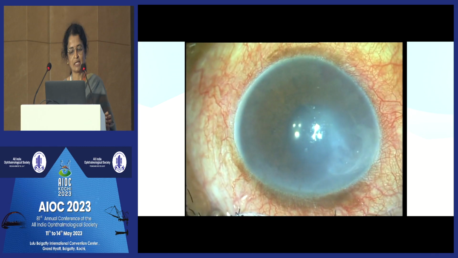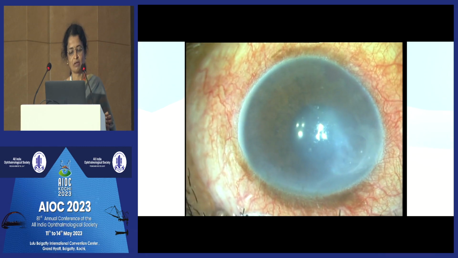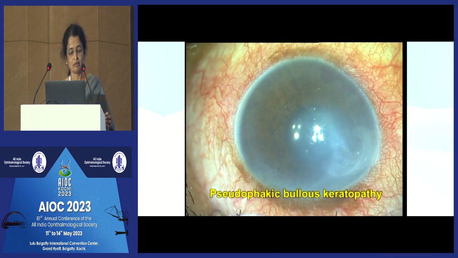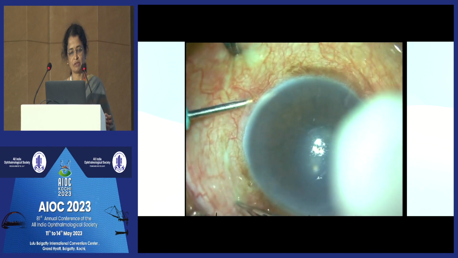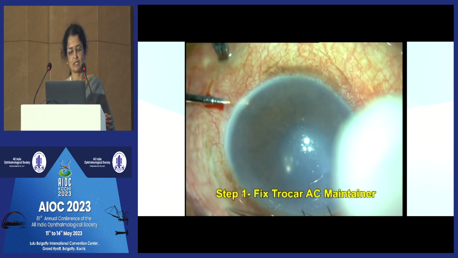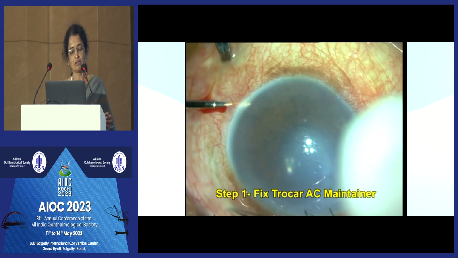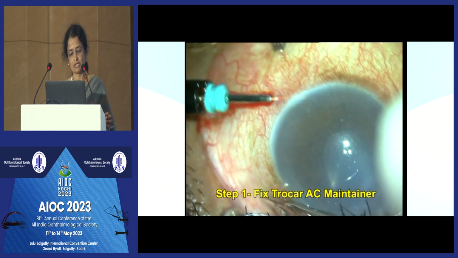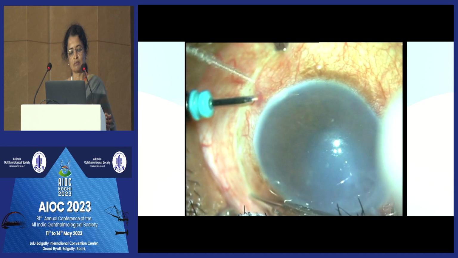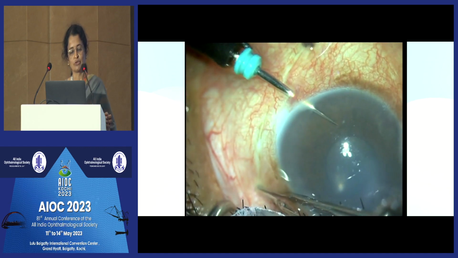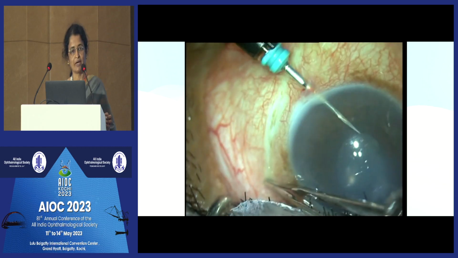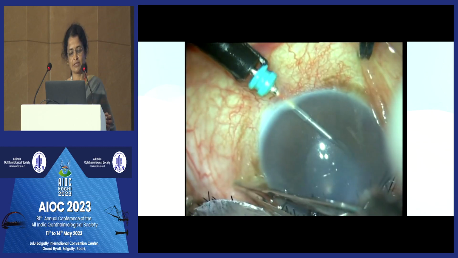So this is a case where you can see there is a lot of DM scarring, and the IOL is stable. The first thing you do is fix your trocar ACM, from 1 mm from your limbus, so that the trocar faces towards the center of the eye, and the trocar just enters the eye above your iris, so that you can have either a continuous flow of air or saline into the anterior chamber.